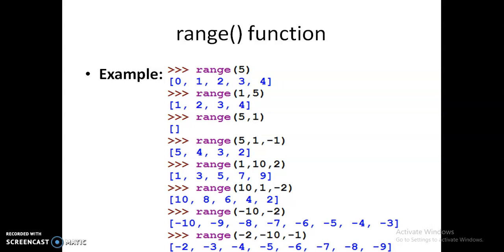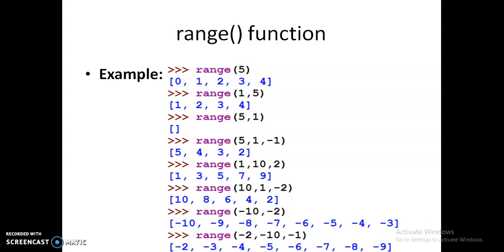So next example, range of 5, 1, comma minus 1. It generates the values from 5 to 2, that is end value plus 1. Okay. A range of 1 to 10 with a difference of 2, then we'll get the odd numbers 1, 3, 5, 7, 9. Next is 10 to 1 with a minus 2. It generates 10 to 2 with a difference of 2, that is 10, 8, 6, 4, 2.